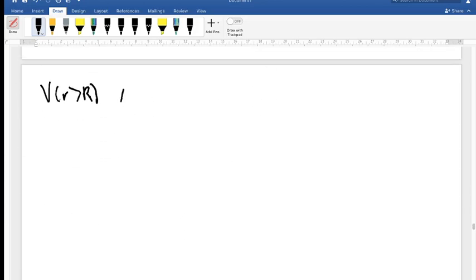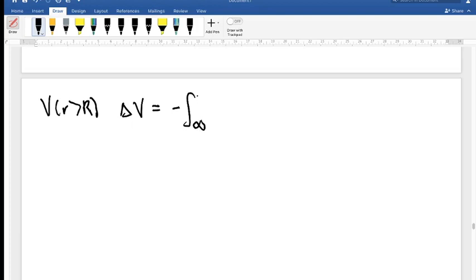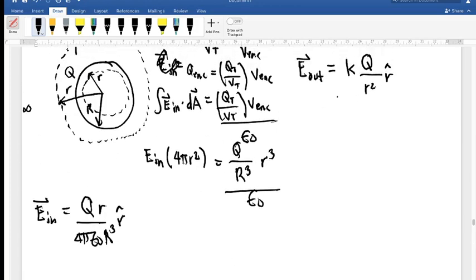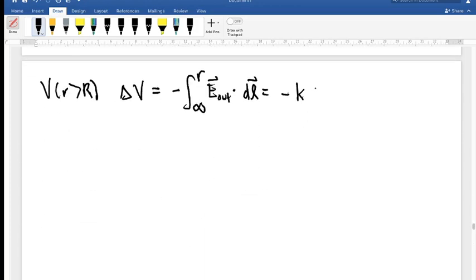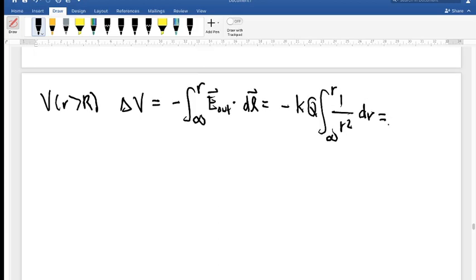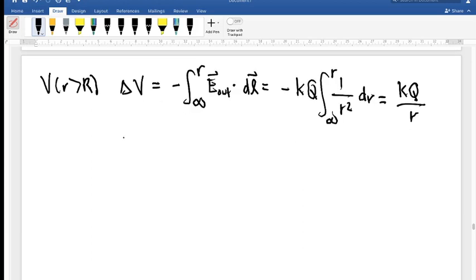So we have here delta V is equal to the negative integral from infinity to r of E outside dot dl. The E outside is just equal to kq over r squared, so I can take kq outside. Then we have 1 over r squared dr, because the r hat and dl are in the same direction, from infinity to r. It is the same as what we got above, so that is kq over r. Okay, this is the potential outside.